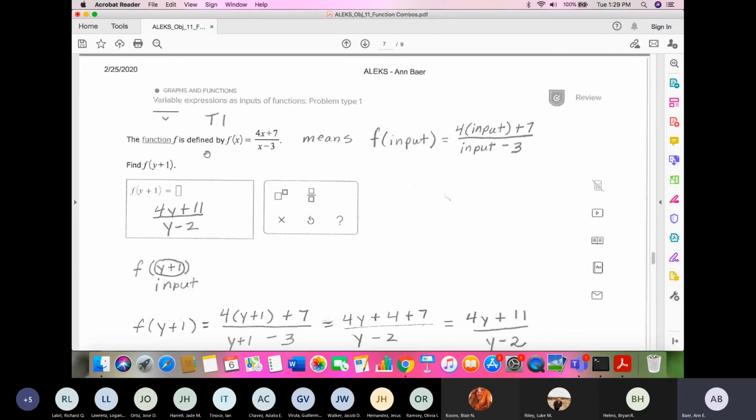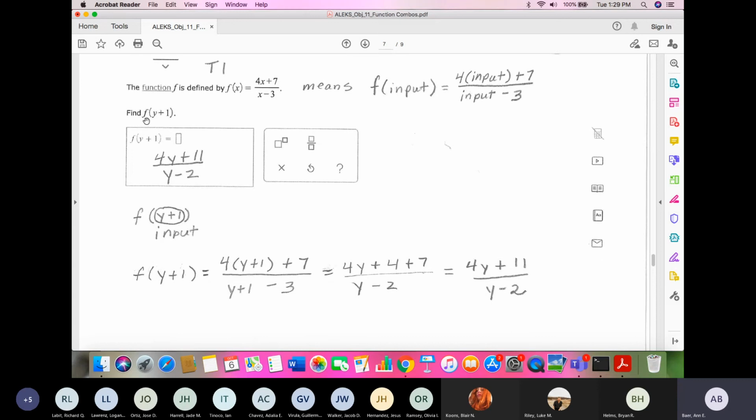So we are told that our input this time is y plus 1. So we're told to find f of y plus 1. So I copied it over here. What's inside the parentheses is our input. We can't even call it x here because you've got a y plus 1 here. So we want to just treat what's inside the parentheses as the word input. And then this f here is our output. We want to find the y value of the f function for the input y plus 1.